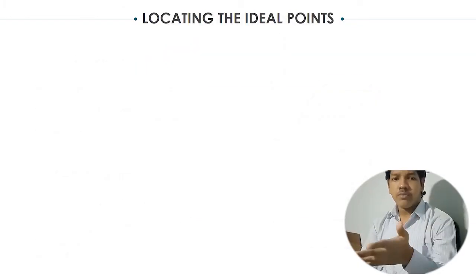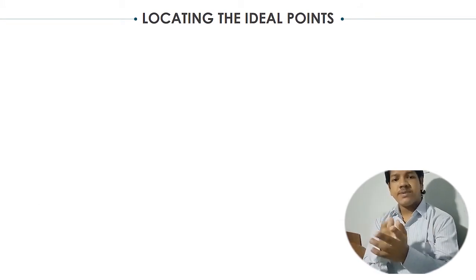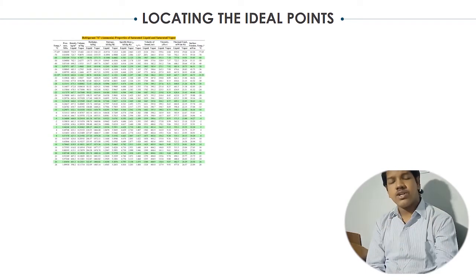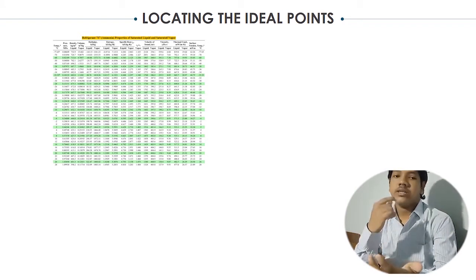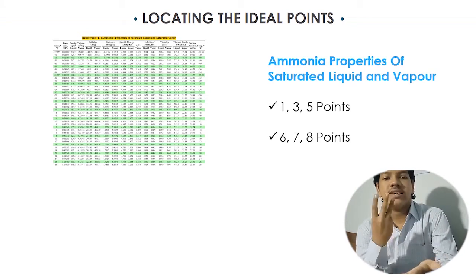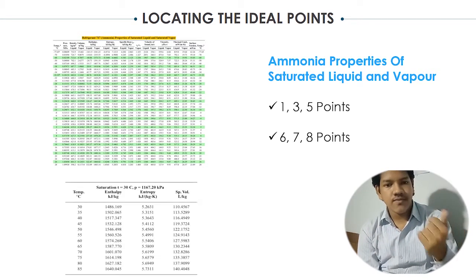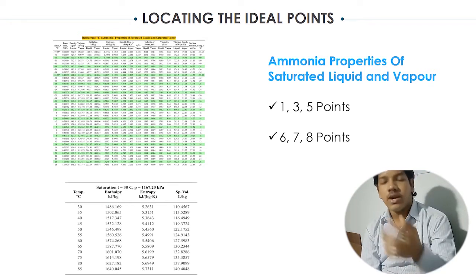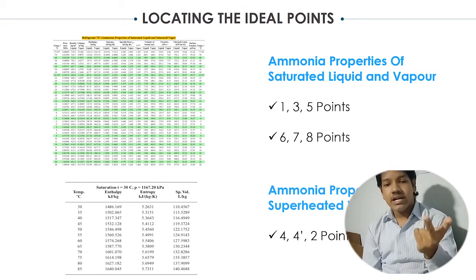To calculate the properties of the points on the PH and TS diagram, we need specific charts and tables. First we need the ammonia saturated vapor and liquid table. For that we would track down the points such as 1, 5, 6, 7, 8, and lastly we need the superheated vapor table for 30 degrees Celsius saturation. From that we would track down the 4 dash and 2 points.